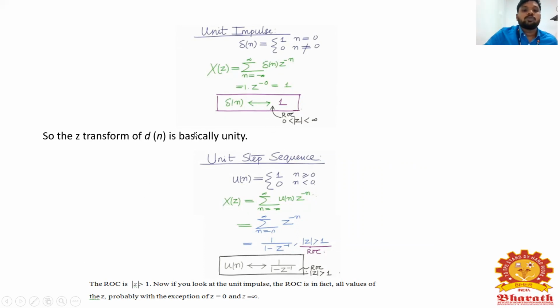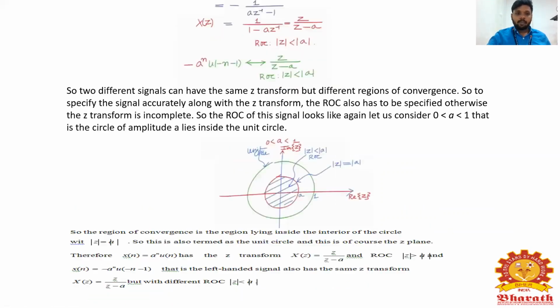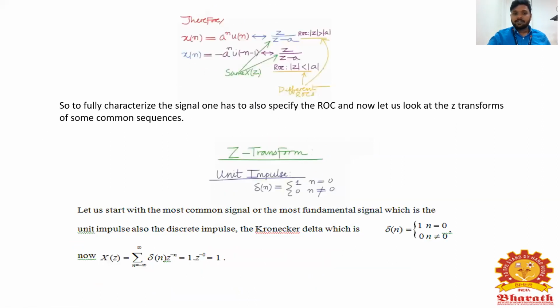So these two sequences come under the Z transform, and we have seen the definition of the Z transform. We have seen two different signals, and for two different signals we have the same Z transform values, and they differ in their regions of convergence. So thank you.